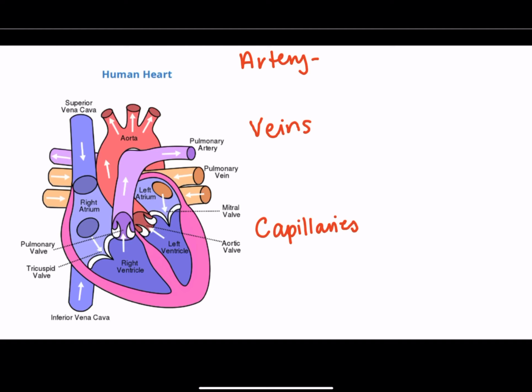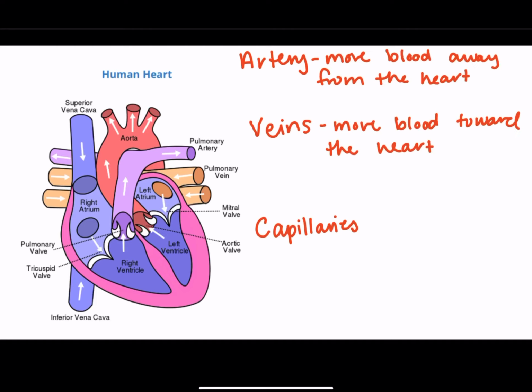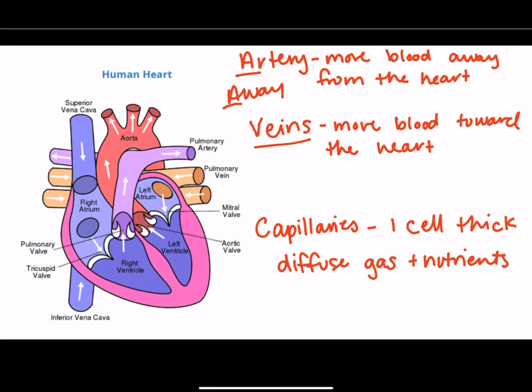Arteries actually move blood away from the heart. And I like to think arteries away. That's how you remember it. Veins move blood towards the heart. Obviously, it needs to be the opposite of an artery. And then capillaries are the small branches. They are vessels that are only one cell thick, so they're really, really thin. And this is also where gas and nutrients are diffused from inside cells into the blood. So this is kind of where we get that transport of waste and of nutrients.